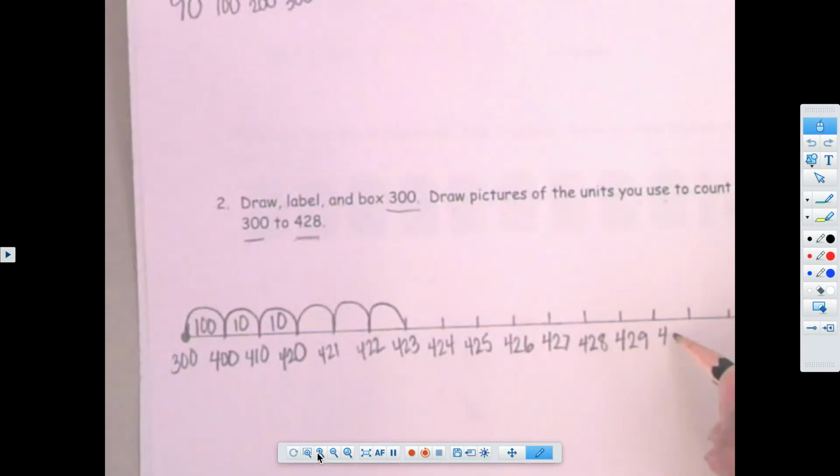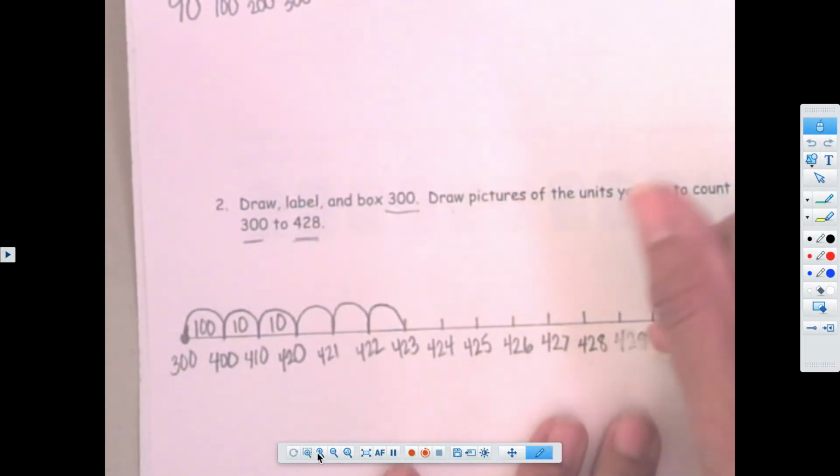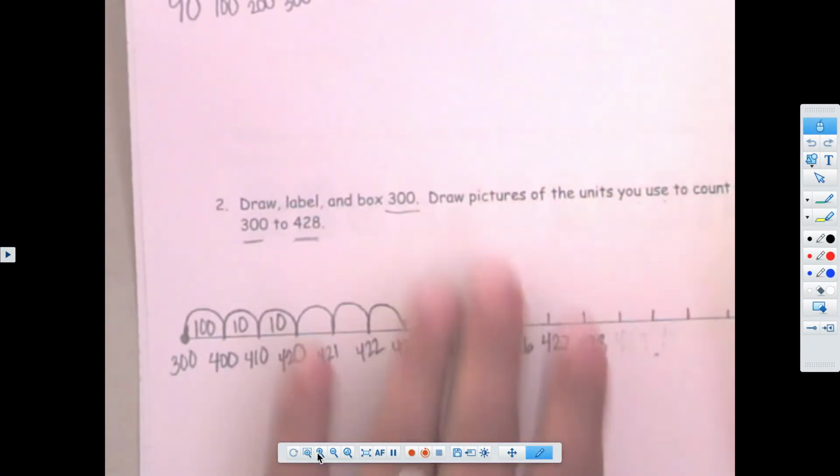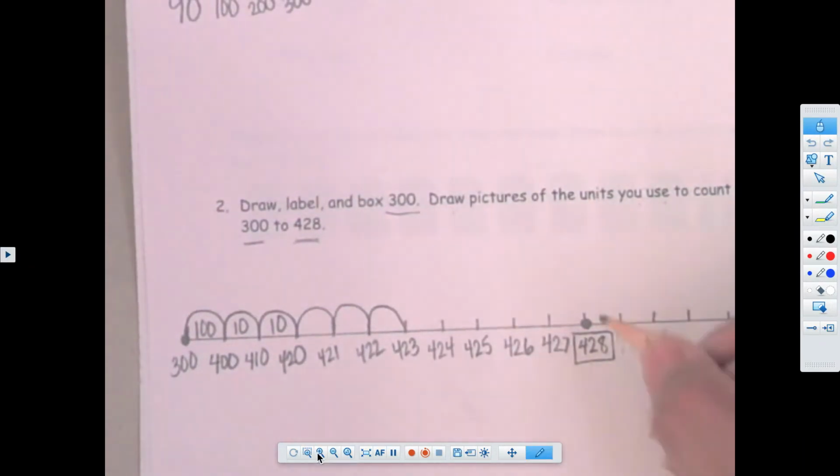430. Yeah, 430. Oh, we went too far. Oh, no. What number were we supposed to stop at? 428, right? Okay. So I'm going to erase this one. I got carried away with the ones counting. Okay. And this is our number, right, guys? Yes. All right. So let's put a little box on it. We got to our number, 428.